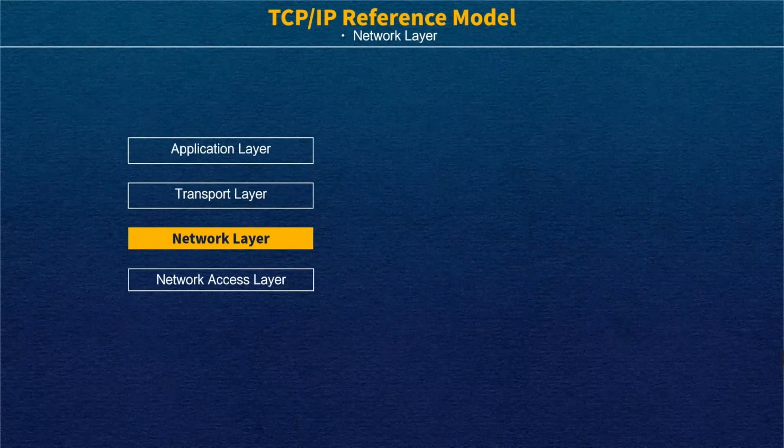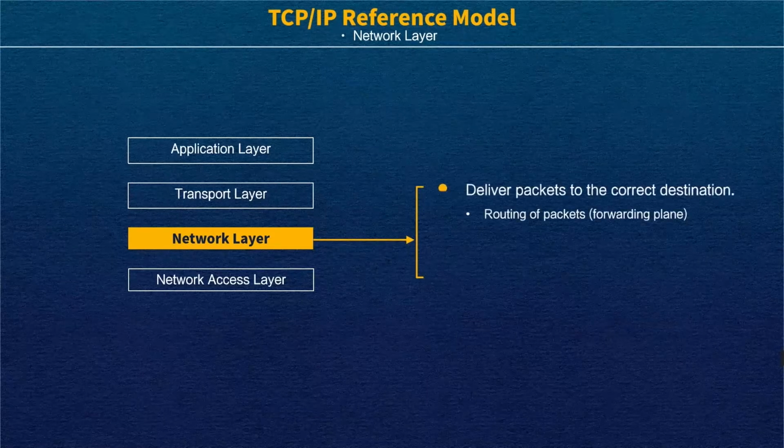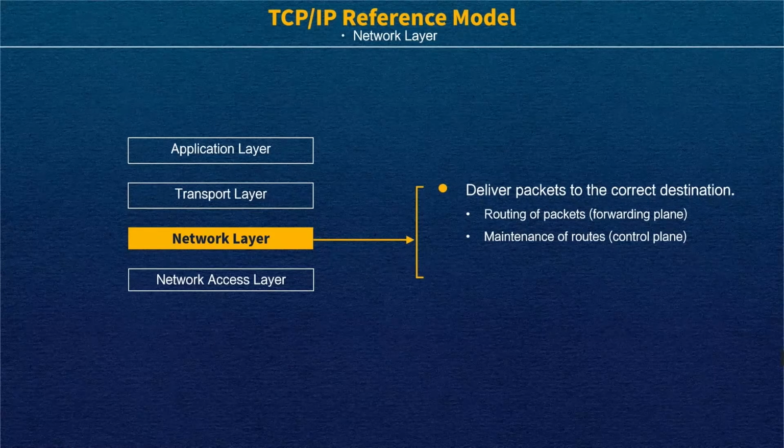Let's start with the network layer. This layer is very important because we talk about so many technologies based on the network layer. The main function of this layer is to deliver packets to the correct destination. To meet this requirement, we have 2 planes to finish. The first one is the forwarding plane. The forwarding plane is used to help the router or maybe the layer 3 switch forward the traffic to the correct destination. So this one we call routing of packets.